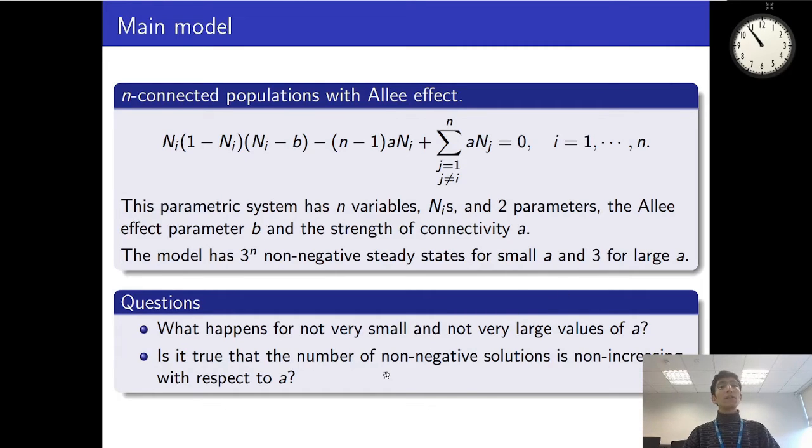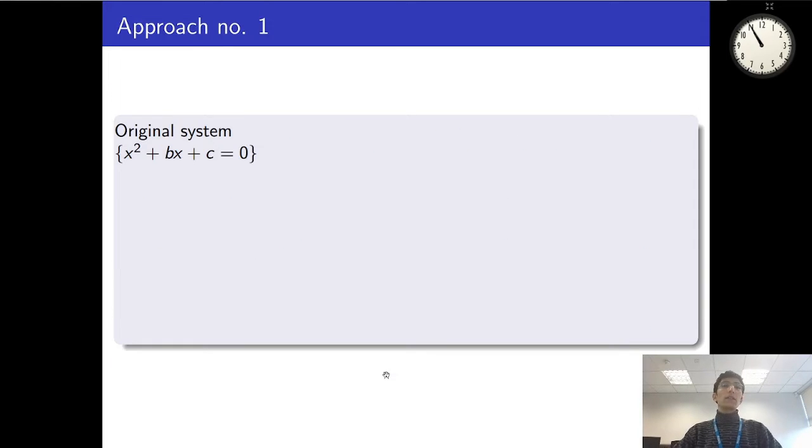And also, is it the case that the number of steady states for a fixed value of the Allee threshold, by varying the dispersal rate, is monotonically decreasing from 3 to power n to 3? Is that the case? So these were the questions that I had to study 1 year ago when I was at Szeged University in the group of Gergely Röst. We started studying it by algebraic geometry.